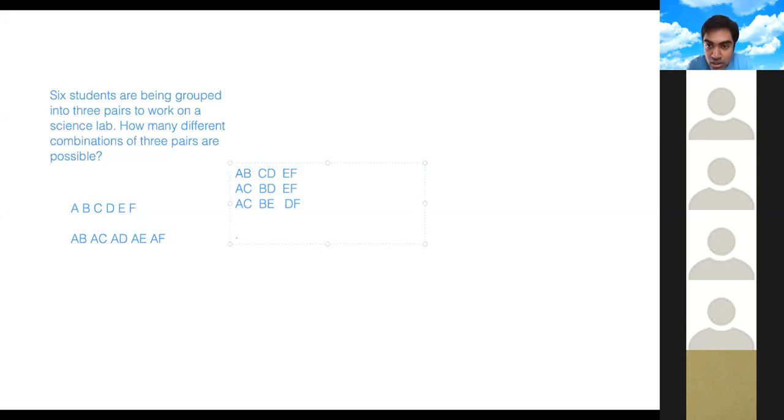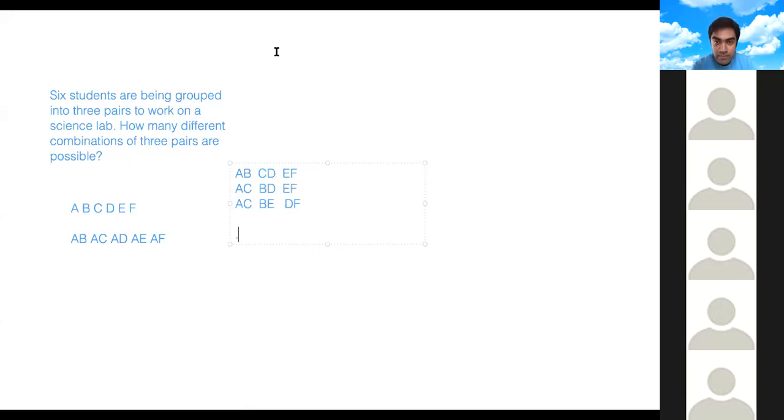Pavan, for your question, what do you mean by does pairs mean there's 3 groups? I got confused because I thought it was groups of 3, so I did 6C3 instead of 6C2. I see. Okay, no. So each pair has to be a group of 2. So how many combinations of 3 pairs? So an example is what is shown here. A, B, C, D, E, F, or you pair A and B together, C and D together, E and F together, or A and C together, B, D together, E, F together.